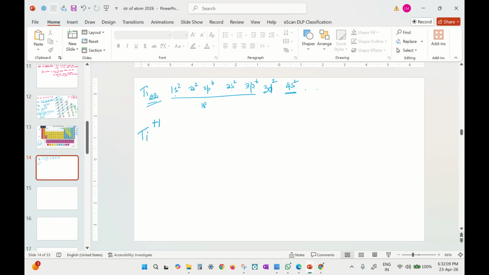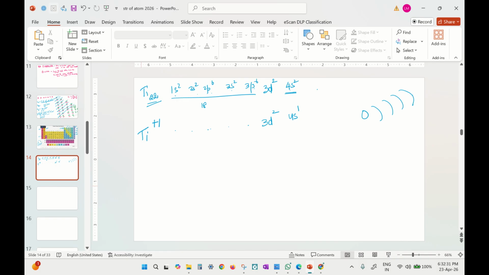Now, when you remove the electron, where will you remove it from? The fourth shell or the third shell? Always the outermost shell. So from the fourth shell, I'll remove. That means the configuration will become 1s2, 2s2, 2p6, 3s2, 3p6, 3d2, no change, and this will become 4s1. Is it okay?